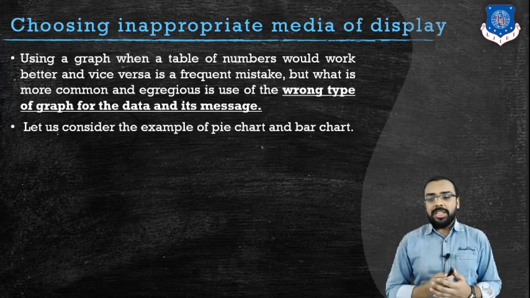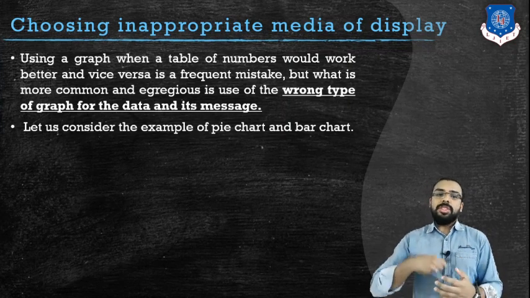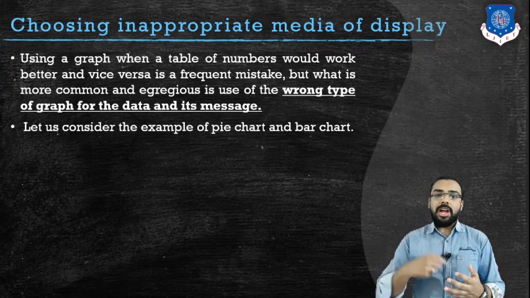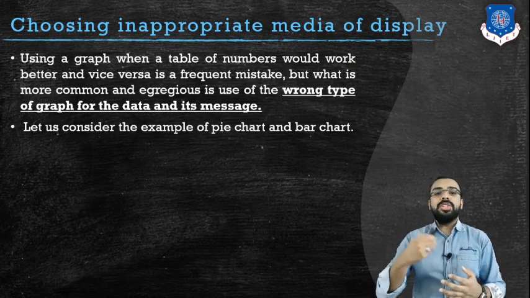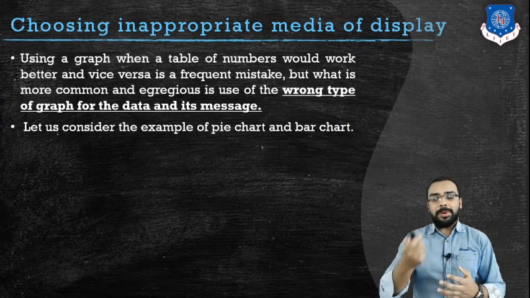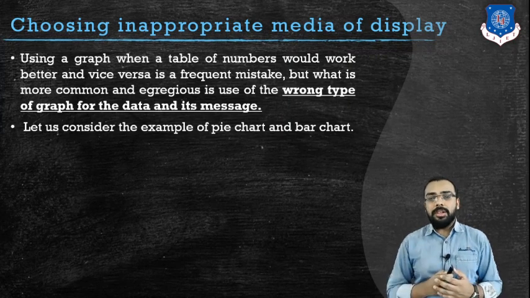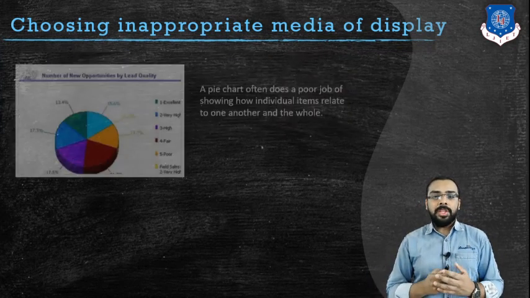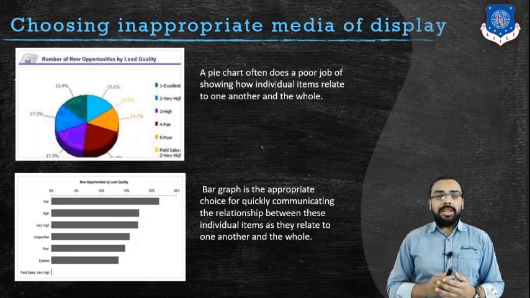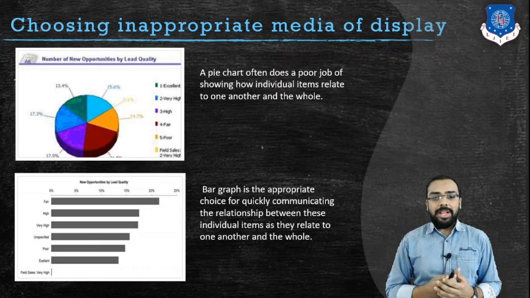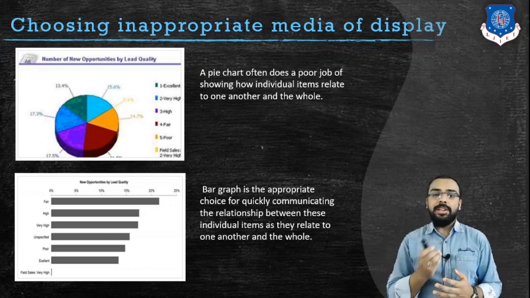As we have seen, there are different types of graphs. Without considering the type of data or how we can relate that particular data, we choose the wrong type of graph and represent the data with it. So let us consider an example of data which is represented in a pie chart, but that same data can be easily represented in a bar chart. In the given figure, you can see different types of quantities, in particular the number of opportunities by lead quality.